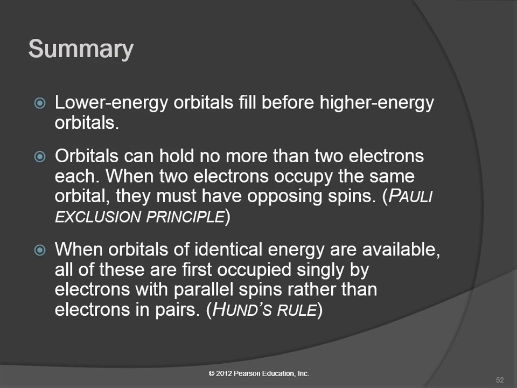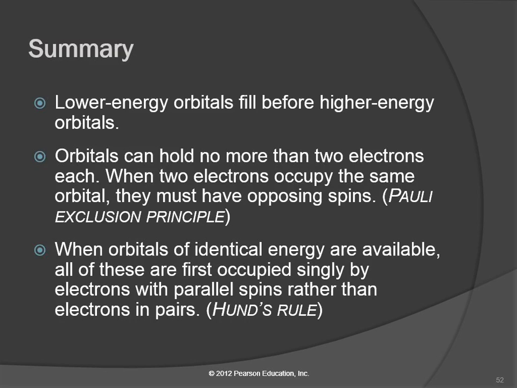Orbitals can hold no more than 2 electrons each. Beds can hold no more than 2 people each. When 2 electrons occupy the same orbital, they must have opposing spins. When 2 people occupy the same bed, they must have opposite genders. That's called the Pauli exclusion principle.